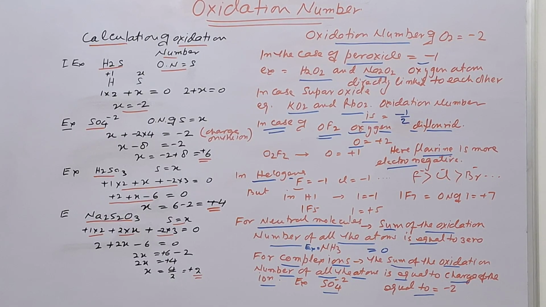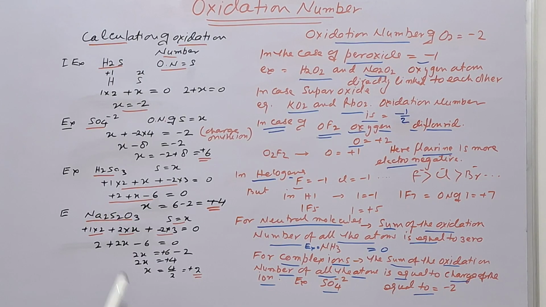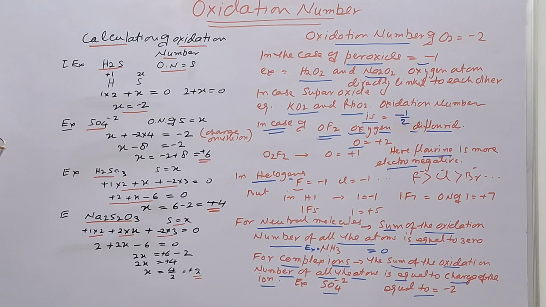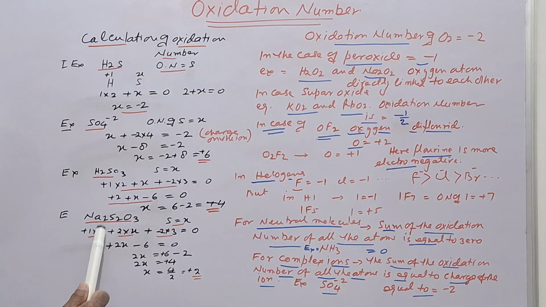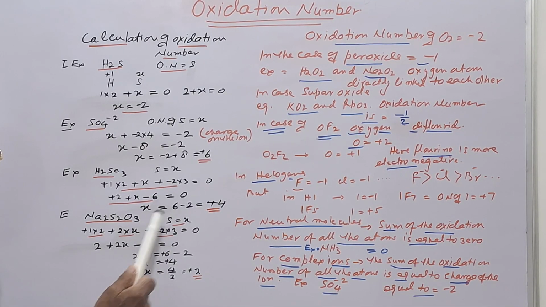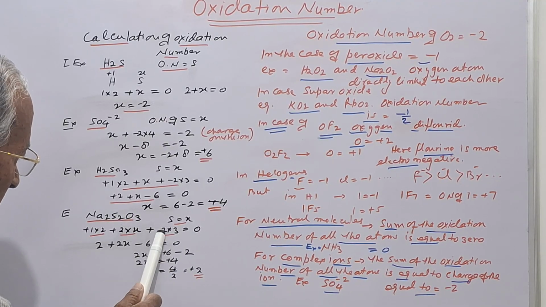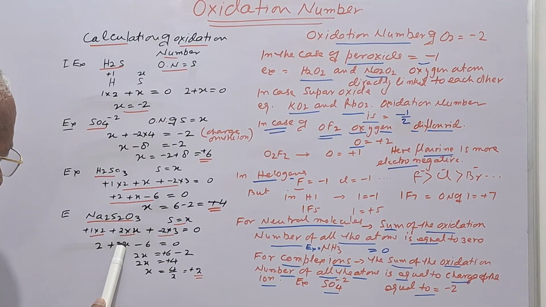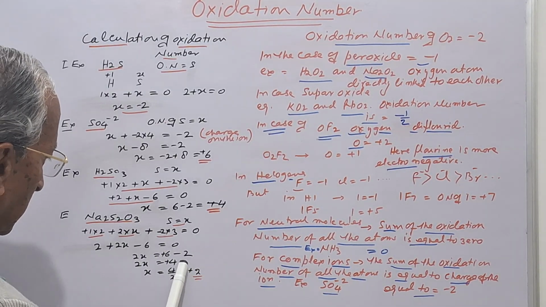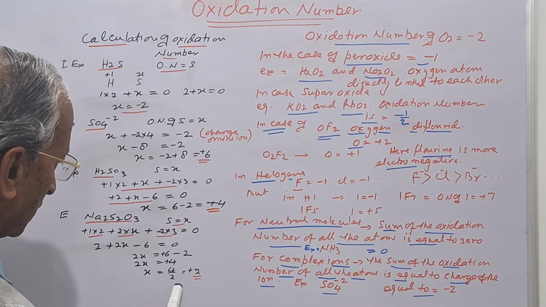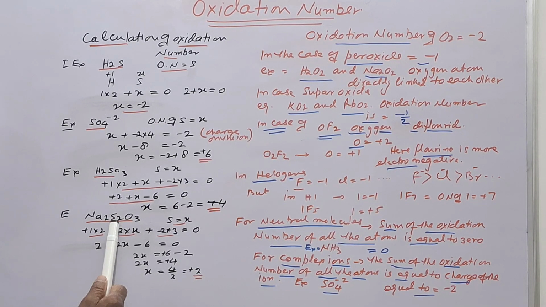And one more example, if we take Na2S2O3. It is a neutral molecule, so it will be equal to 0. Now the oxidation number of sodium is 1 into 2 plus sulfur is X, 2 into X, oxygen 3 atoms, and the oxidation number of oxygen is minus 2. So 2 plus 2x minus 6. So 2x is equal to 6 minus 2, that is plus 4. Then x is equal to 4 upon 2, that is plus 2. So here the oxidation number of sulfur becomes plus 2.